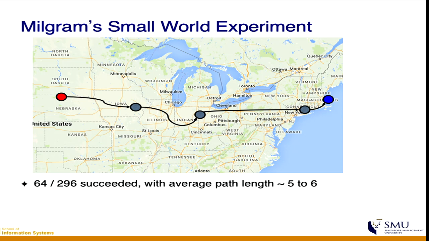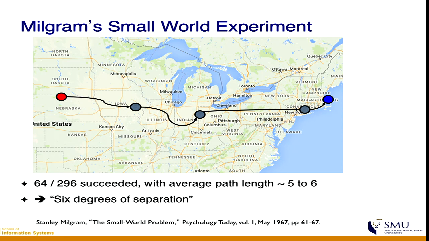But the surprising thing is that the average path length, meaning how many hops it takes to send messages from one end of the country to another, is only 5 or 6. And this gives rise to the term six degrees of separation, which encapsulates the idea that the connections, even within big graphs, are actually very short.